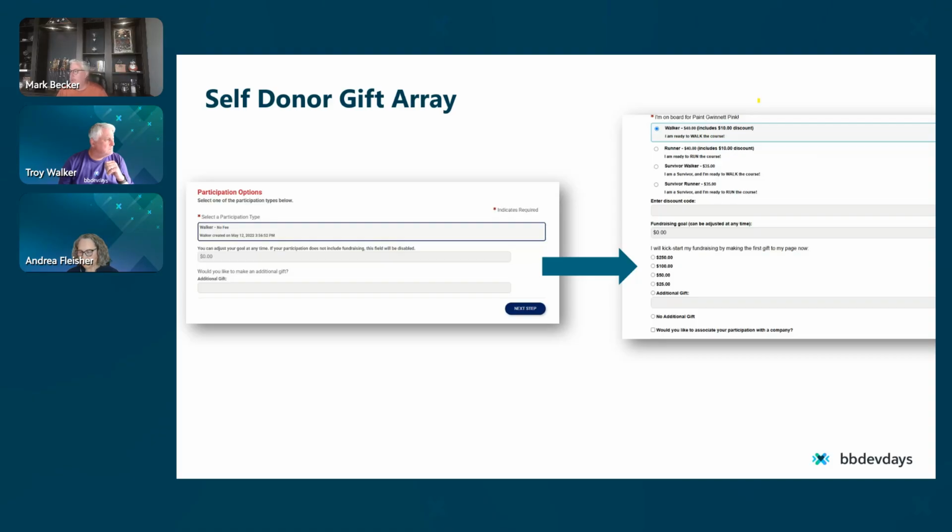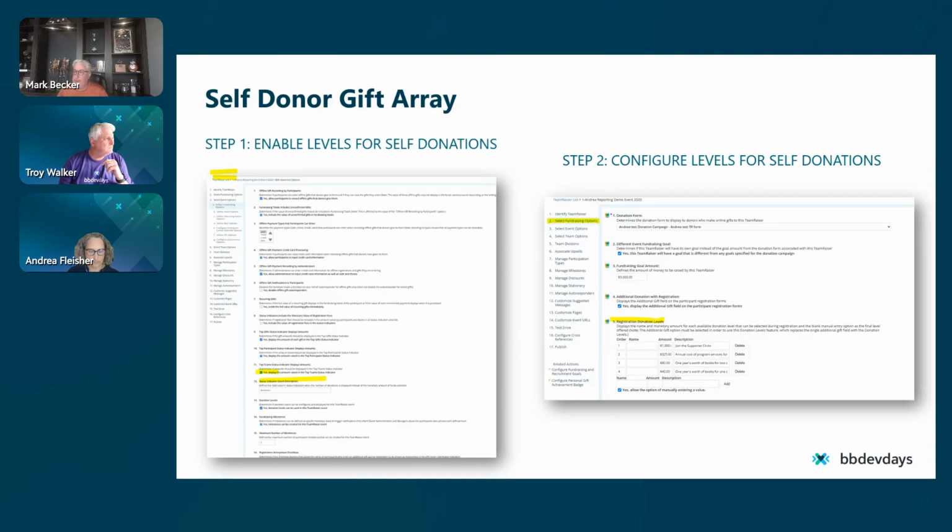In addition to that, you can also set up gift arrays. Now, this is straightforward, but also a bit tricky because you first have to enable having levels for self-donations turned on, right? Which is under step. I know some of this is pretty small, but you'll get a copy of these. You can download these slides. Under step 3, sub-step 13, you have to enable allowing this to happen, right? And then you can actually go in and configure the donor levels.